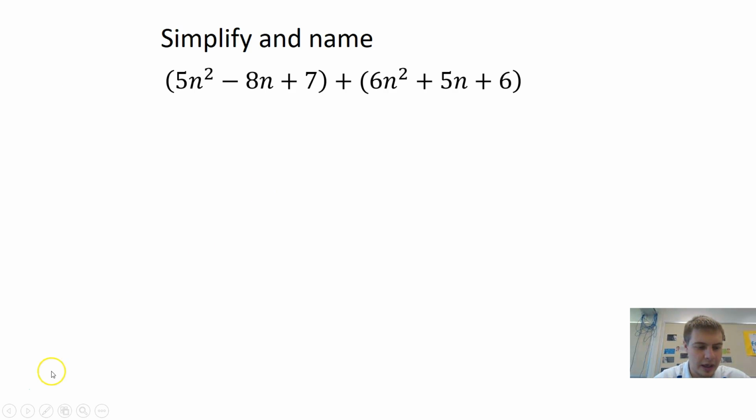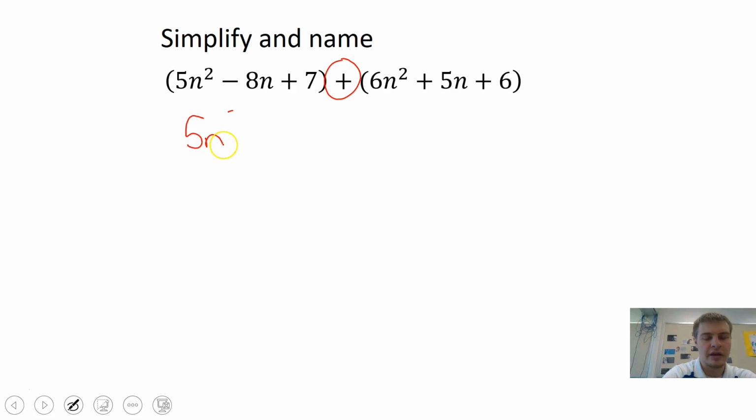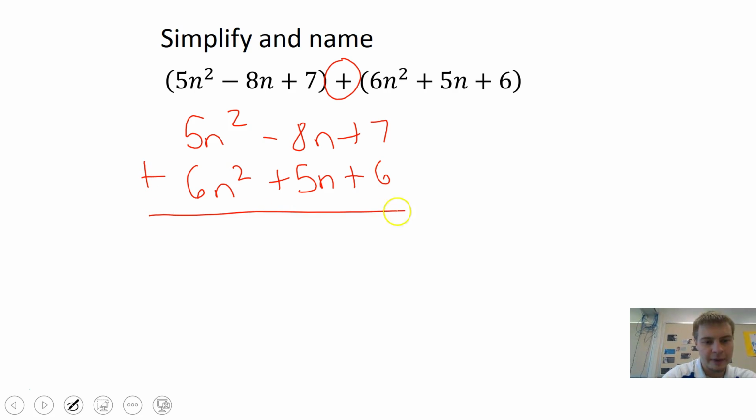The first problem that we had was simplify and name. And I can see, because it has adding, that I'm going to want to add these two things. Now when I do adding and subtracting, I like to stack them so I can see them in a nice even fashion. So I'm going to put this right here, and then I'm going to stack this just right beneath it.